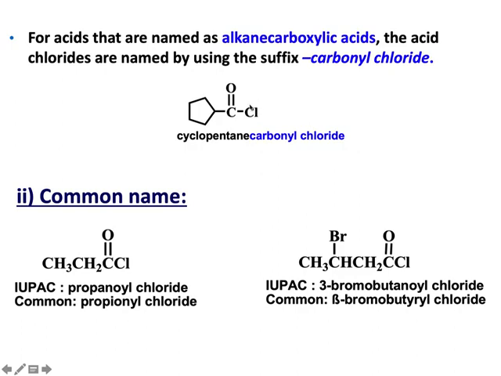Okay, carbonyl attached with chloride, together with cyclic. So for this carboxylic acid, or this one for acid chloride, they have a common name. For example, 1, 2, 3, propanoyl chloride is the IUPAC name, but it has a common name, propionyl chloride. Okay, the common name for this propanoyl chloride we call propionyl chloride.